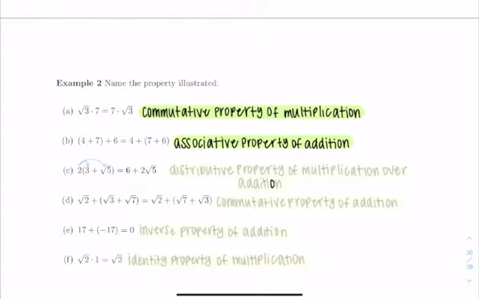What about the third property? 2 times 3 plus the square root of 5 is equal to 6 plus 2 times the square root of 5. So if you notice, if I distribute the 2 to both pieces, 2 times 3 would give me the 6, and then 2 times the square root of 5 gives me 2 root 5. So this is the distributive property of multiplication over addition.